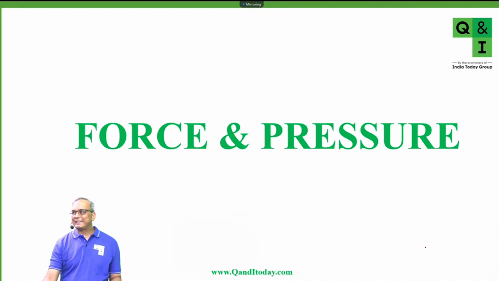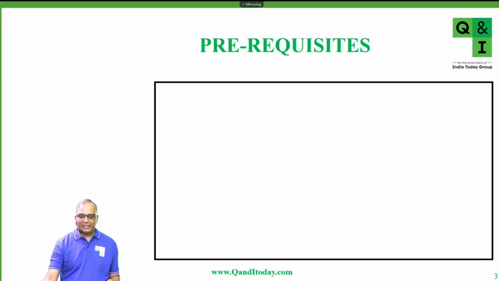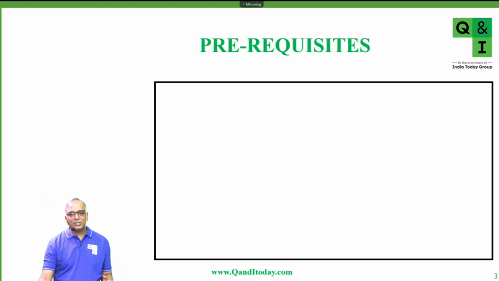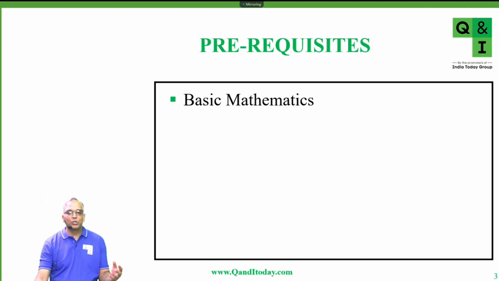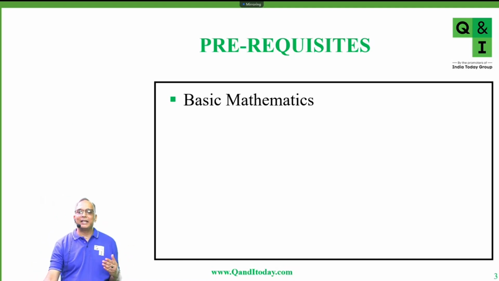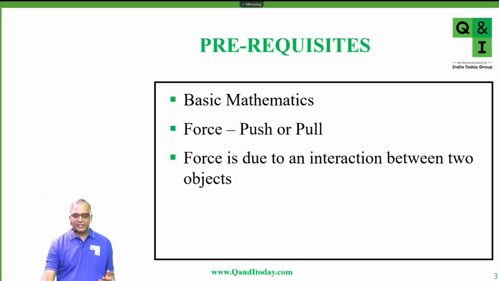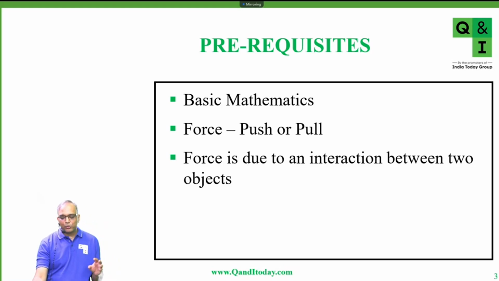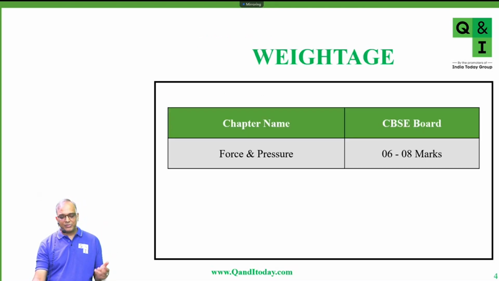Force and pressure, this is what we started in the previous lecture. We saw the prerequisite: you should know basic mathematics, where you do simple addition, subtraction, multiplication, and division. You should also know the definition of force, which we did in the previous class: push or pull, any form of push or pull, is called force. We also saw that force is due to an interaction between two objects. Whenever there is an interaction between two objects, force is being applied from one object on the other.